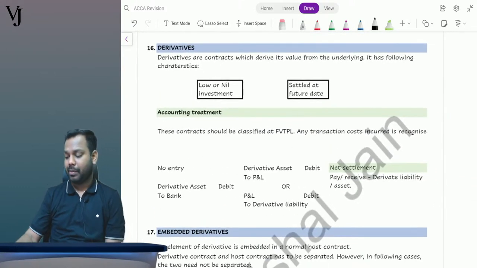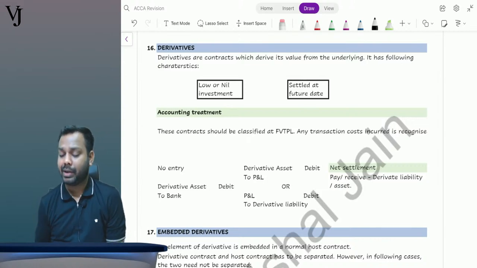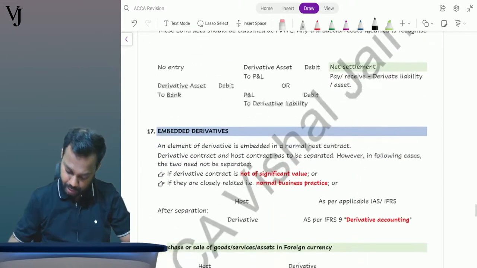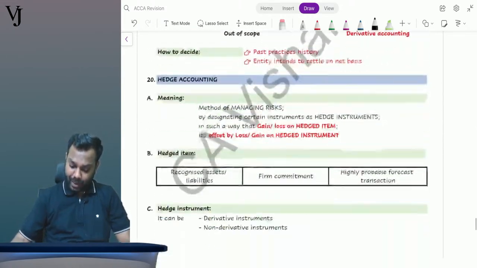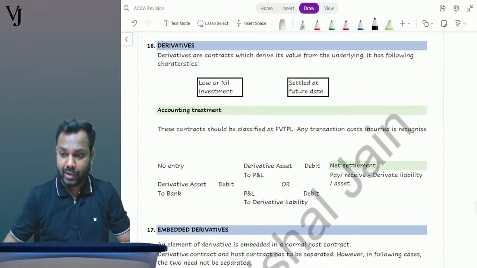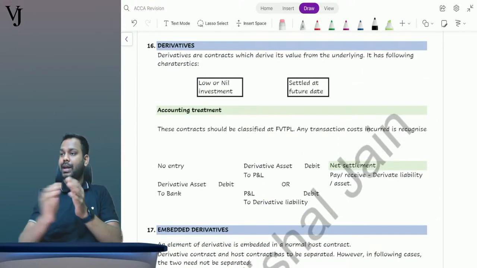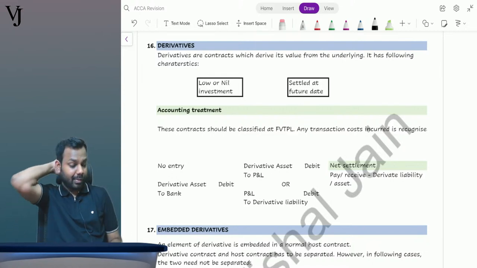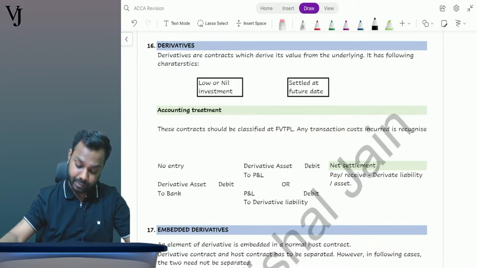Now comes the derivative contract. Guys, come on, tell me, is it clear to everyone till here? Derivative, embedded derivative and hedge accounting. That's what is left. We'll wrap it up within 20 minutes. Derivative, embedded derivative and hedge accounting is left. Come on, guys, tell me. And these are important topics.